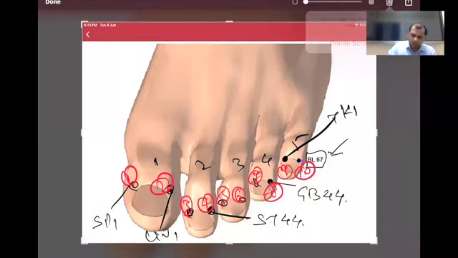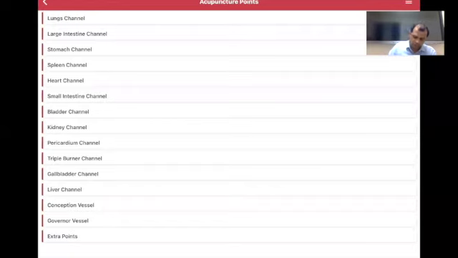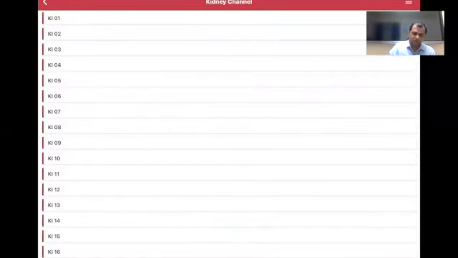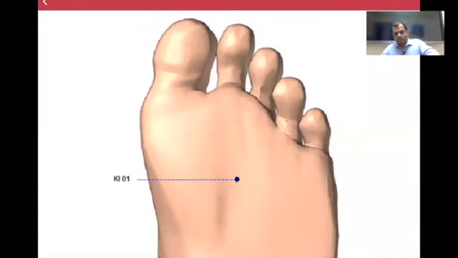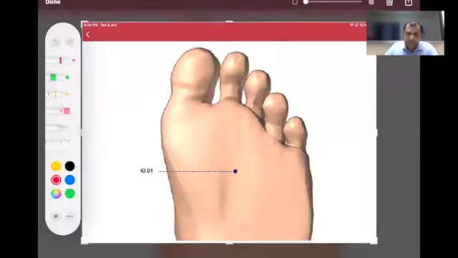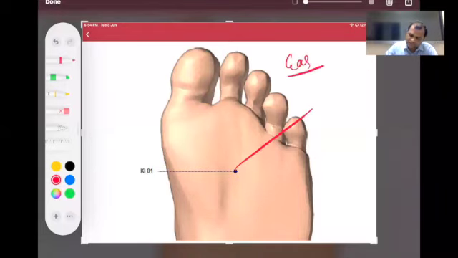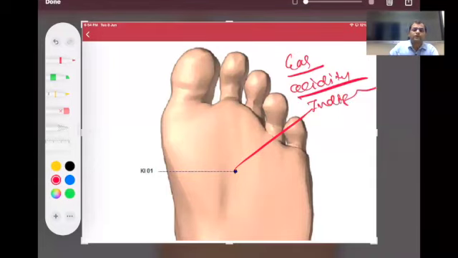Even kidney 1 is one of the best points. We know kidney 1 is one of the best points. If we stimulate the bottom, it is also the gingival point. Kidney 1 is a single point. It is very good to remove gas, acidity, and indigestion. Kidney 1 is a very good point.